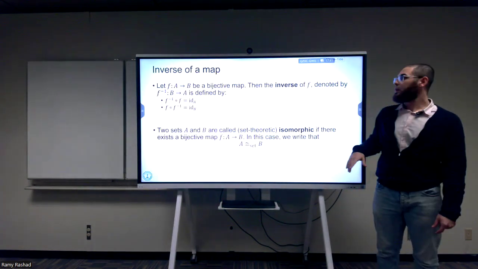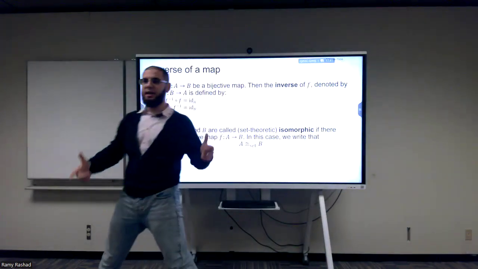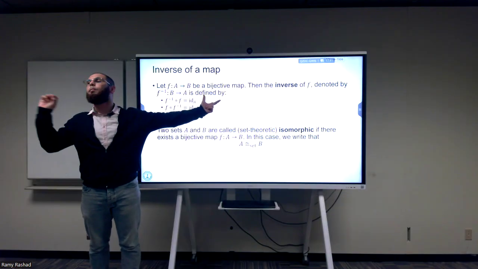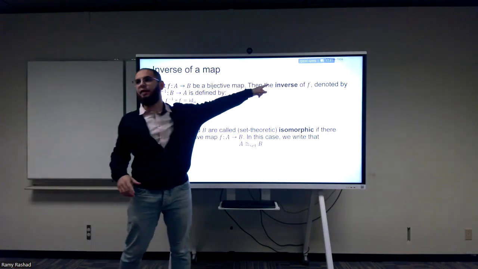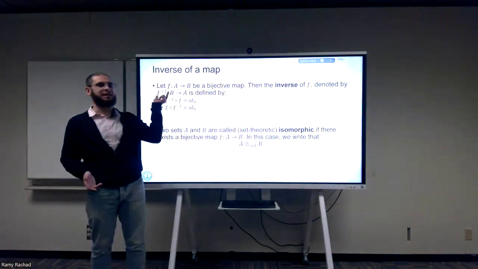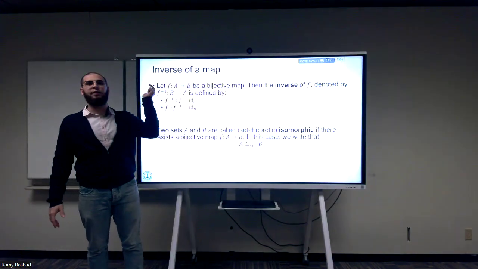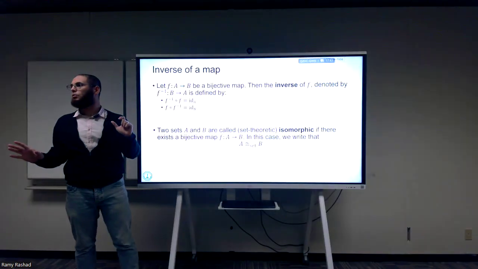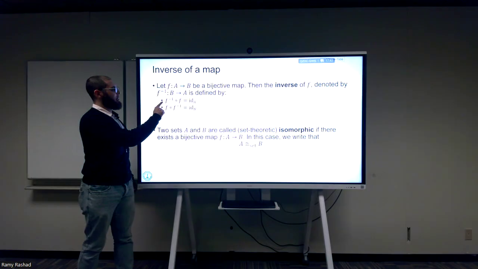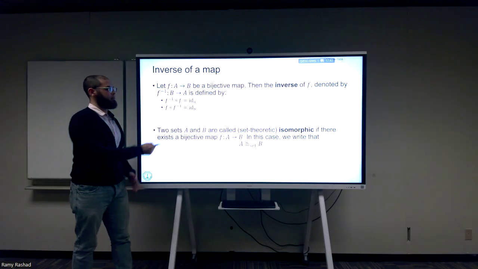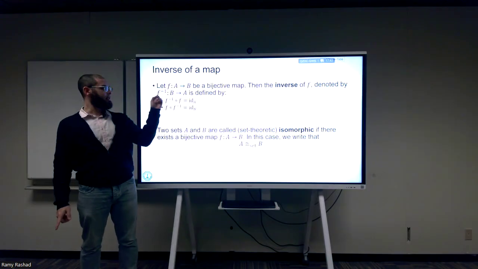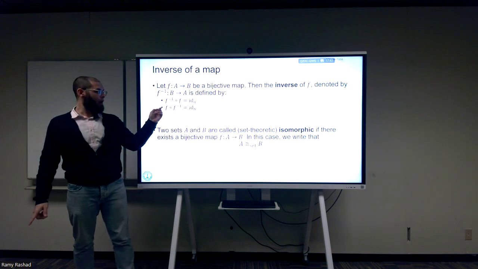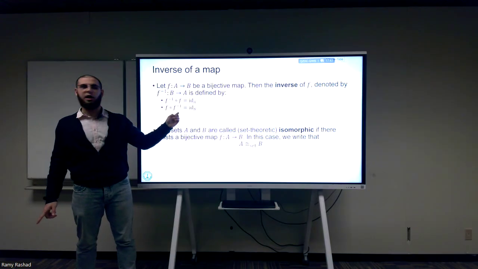Bijectivity, exactly. So here, let F be a bijective map. If F from A to B is a bijective map, then we can define a new map. We call it the inverse of F, and we denote it by this symbol. This is universal. It goes back from B to A, and it is defined as follows: F inverse circ F gives the identity, and F circ F inverse gives the identity.